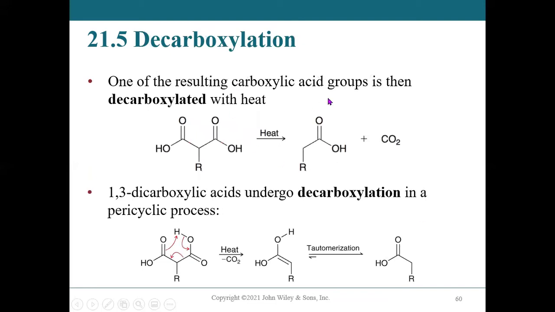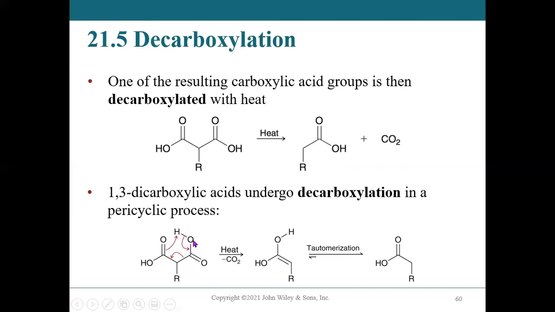One of the resulting carboxylic acid groups is then decarboxylated with heat. So one of them is lost as CO2. The dicarboxylic acid undergoes decarboxylation in a pericyclic process. So here is the mechanism. See those red arrows that tell you the electron transfers. And so the proton is transferred from this acid.